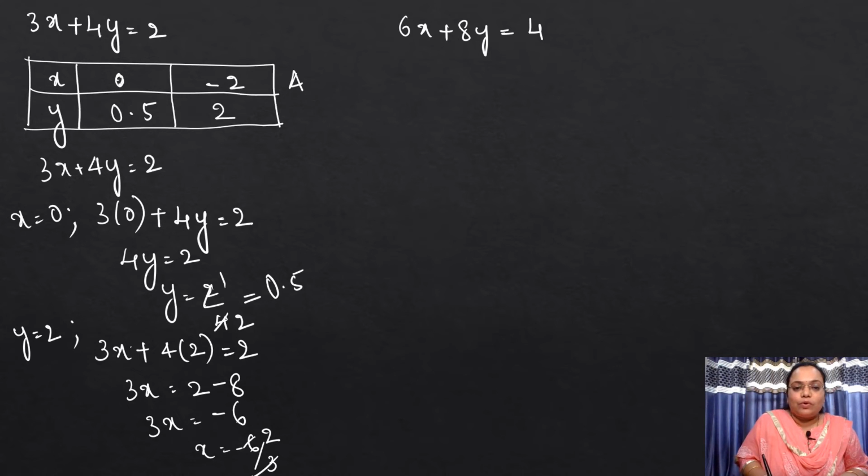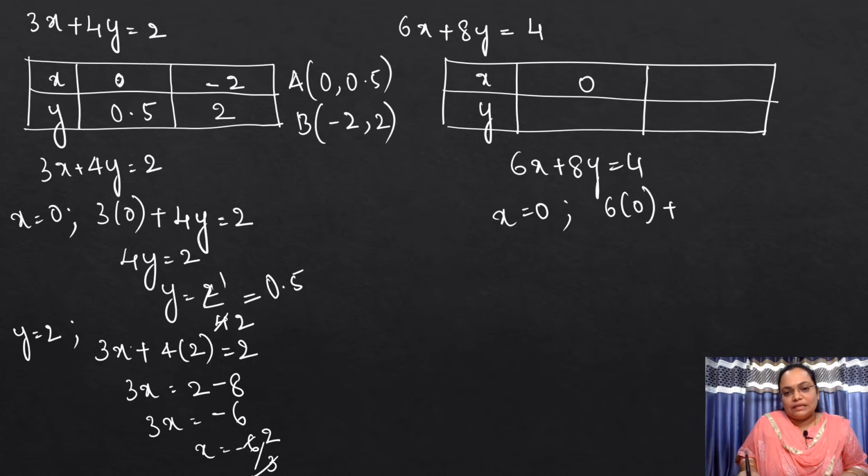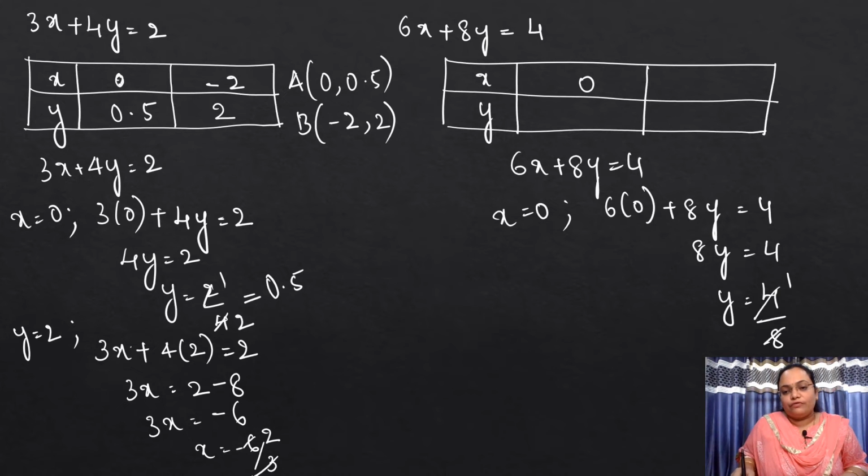So let me just take these points as A of 0, 0.5 and B of minus 2, 2. Now the equation is 6x plus 8y is equal to 4. If you take x is equal to 0, this will be 6 of 0 plus 8y is equal to 4. 8y is equal to 4. y is equal to 4 by 8, which is 0.5. We can consider this point because 0.5 is easy to plot on a graph.